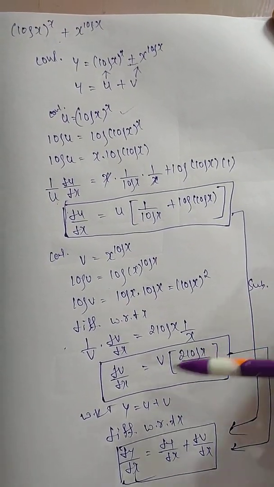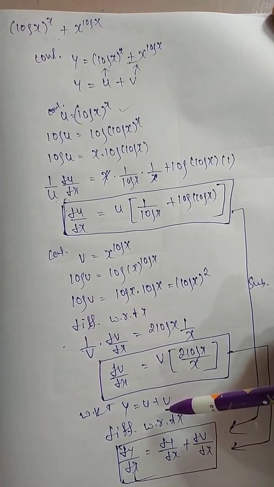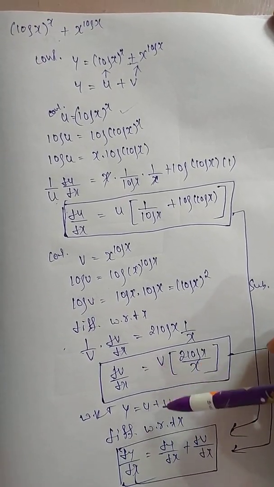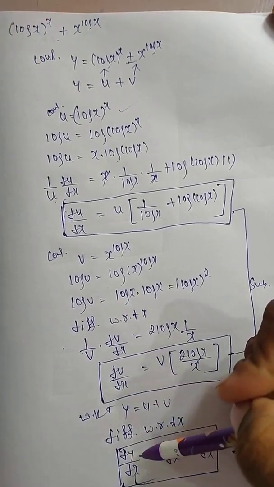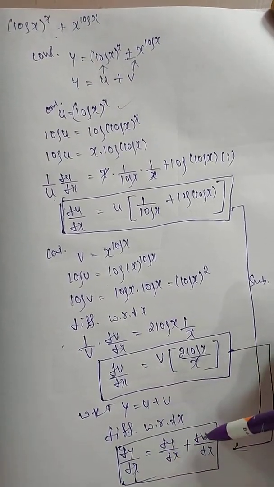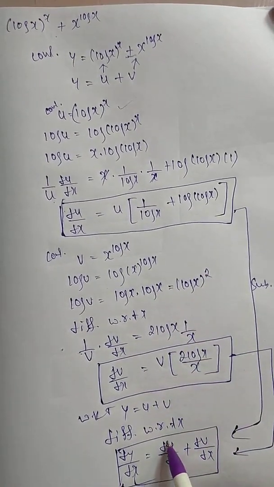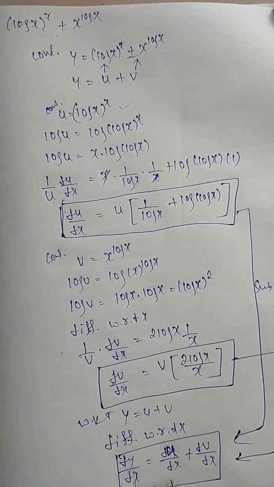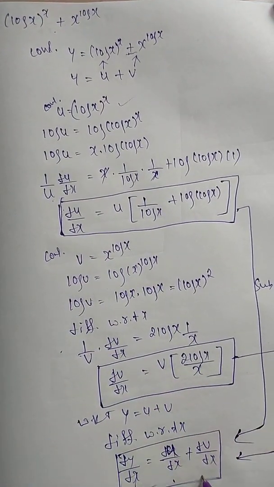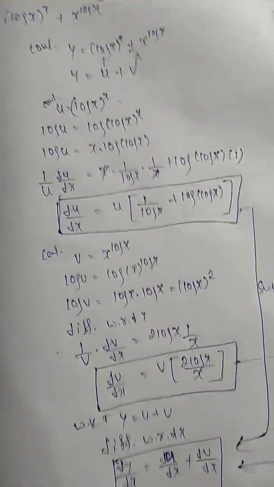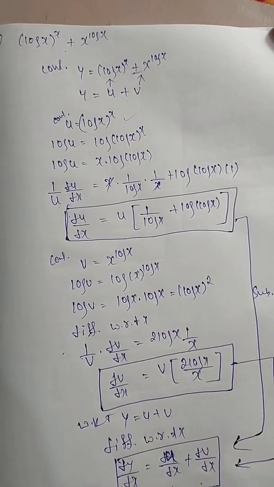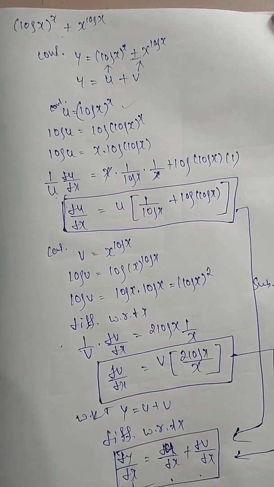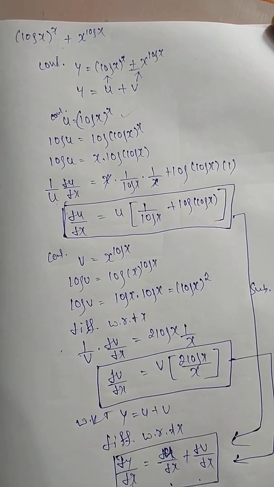Now we know that y is equal to u plus v. So let me differentiate with respect to x. So dy by dx is equal to du by dx plus dv by dx. So we know the du by dx, substitute the du by dx. We know the dv by dx, substitute the dv by dx. This is the final answer. You want to differentiate this problem like this. Is it clear? So actually it is a very easy problem.